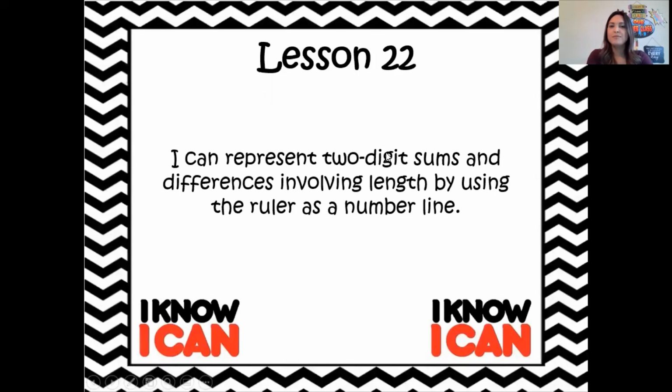Hello guys, welcome to lesson 22 of module 7. Today we're going to represent two-digit sums and differences involving length by using the ruler as a number line.